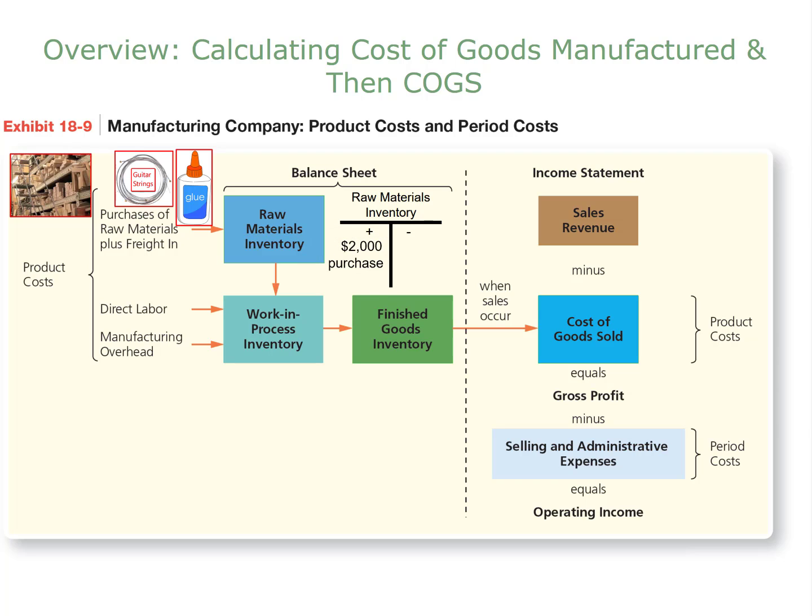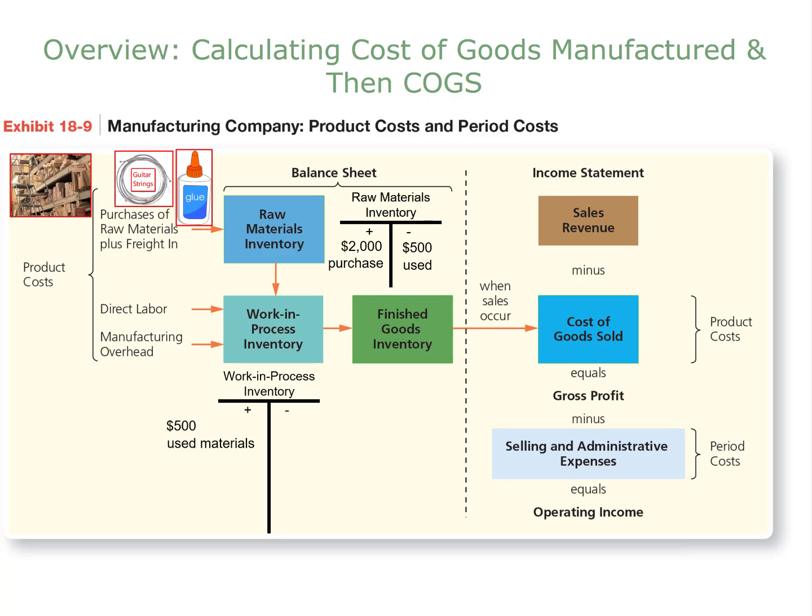Then let's say $500 of those raw materials was taken out of the storeroom and put into production to start making several guitars. The raw materials inventory account would be lowered by the amount used, which is $500. So where does the $500 of raw materials go? It goes into the work in process inventory account, another asset account. So the $500 of raw materials transfers out of raw materials and into work in process.